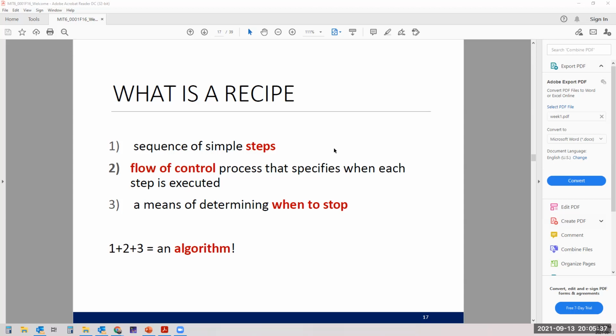So I have a question for you guys. Is 1 + 2 + 3 an algorithm? Yes or no? I think it's no, because there is no result. No, if I write a program to find the sum of 1, 2, and 3, can I call this an algorithm? Yes. So to write a program to make a summation of 3 numbers, I need an algorithm.